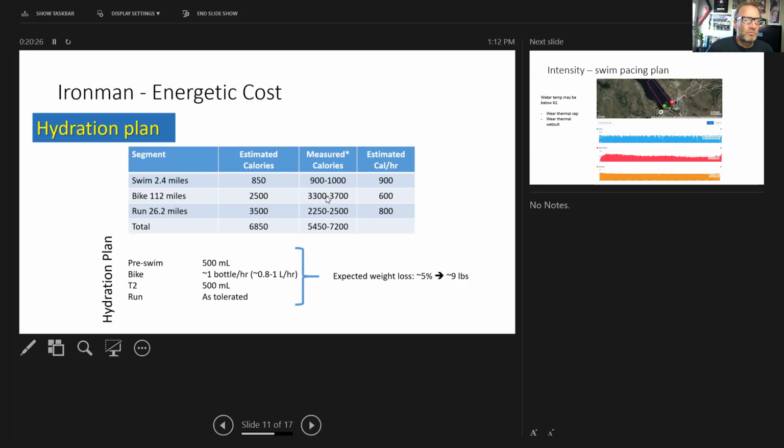And so I have a run plan that's as tolerated. I take my fuel with me, and then I try to sip and drink along the way. We have an expected weight loss there, about 5%, which would end up for me being about 9 pounds.